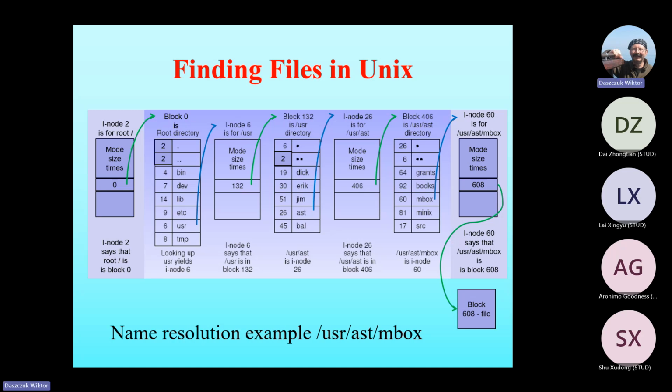And we look for mbox in this directory. It is inode 60. We read inode 60. It defines the attributes and position of the file USR AST mbox. It begins in block 608. Now we can read the file, block 608. Okay.